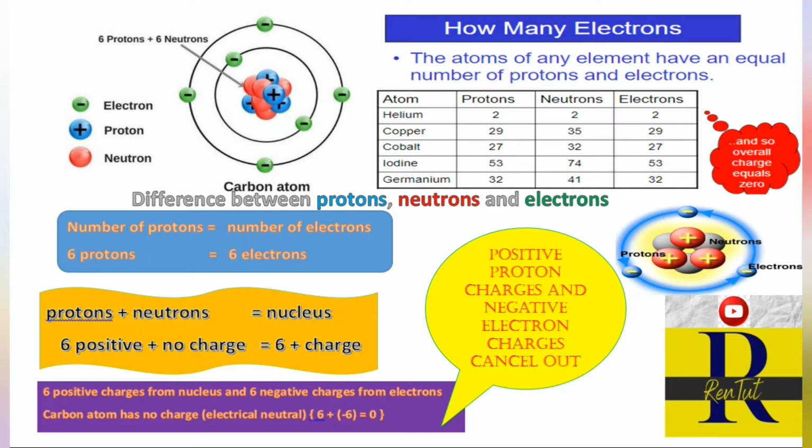Then you will see that for any element, if you take the positive charges from the nucleus and the negative charge from the electrons, most of the time they cancel out each other, and that is how every element is stable and electrically neutral. Okay, so in this we have learned how all elements are electrically neutral.